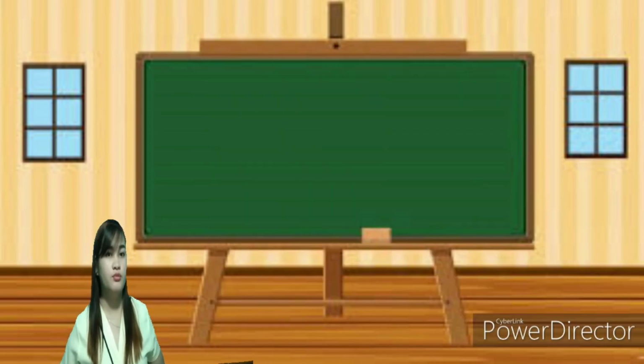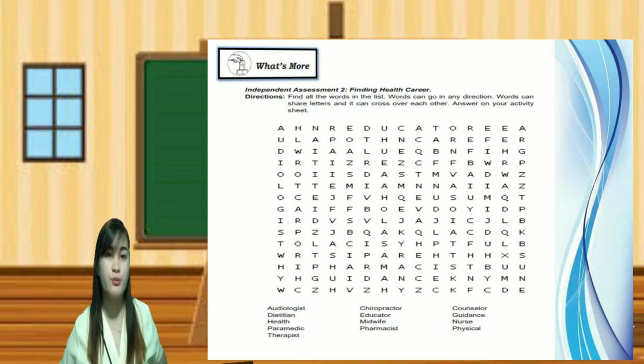Next, independent assessment number 2, finding health career. Directions. Find all the words in the list. Words can go in any direction. Words can share letters and can cross over each other. Answer on your activity sheet. So you may copy the activity and then answer the activity.